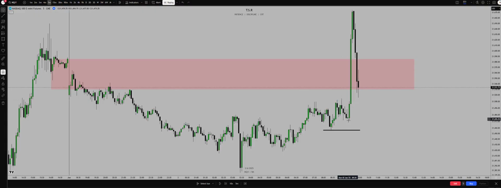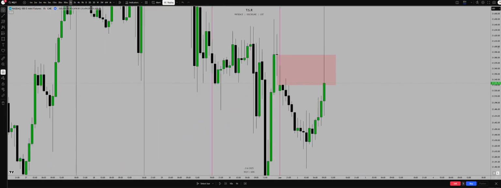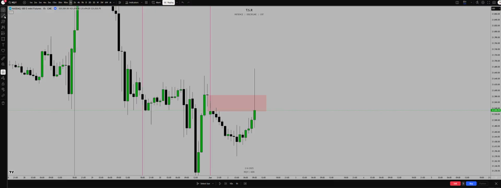Now, since the 8 a.m. range is invalidated, and this is exactly how you will validate or invalidate ranges, we broke through that 8 a.m. range and we did not respect it, meaning we didn't close below the high since we ran the high. So we disrespect that range. We're now going to use the 9 a.m. range high and low. So here's the 9 a.m. lows.